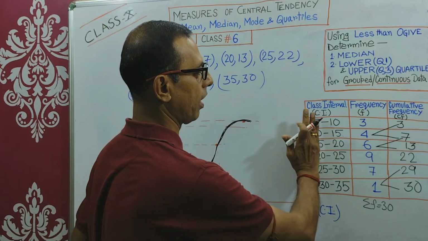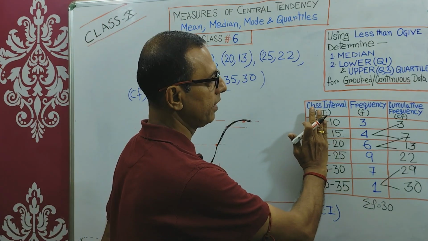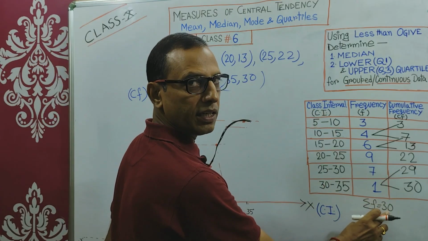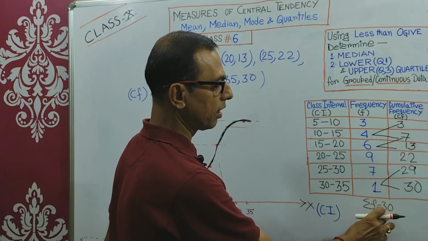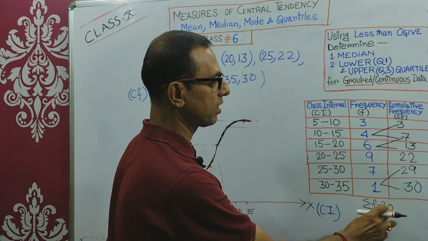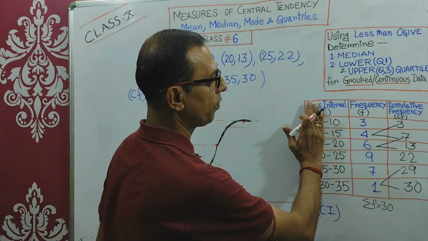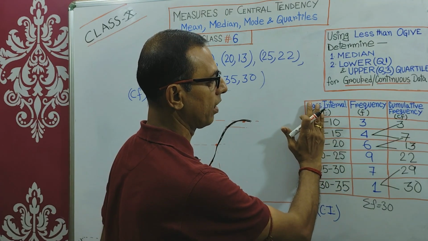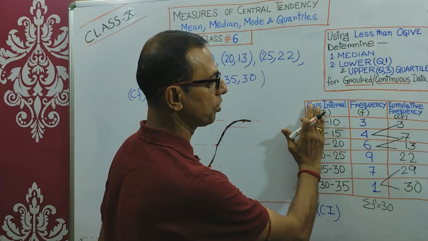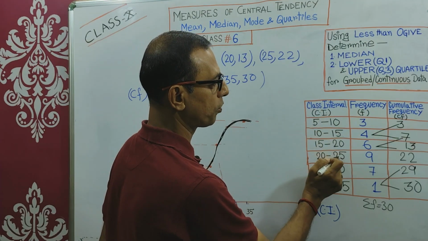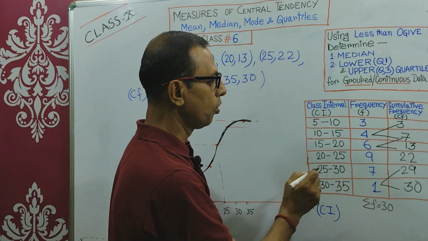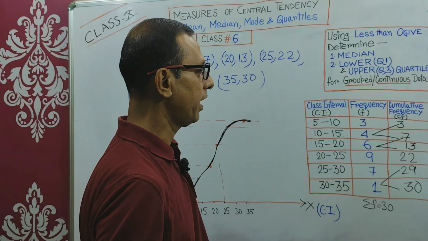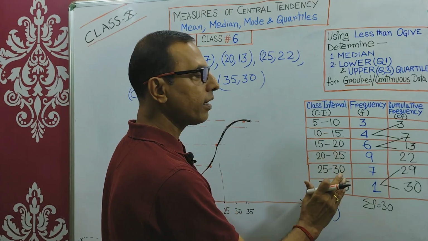Let's say it's not grouped data, it's discontinuous data. So that means there you need to do 30, so n by 2, that is 15th, and n by 2 plus 1, 16th. What are the 15th and 16th positions? If you look into the cumulative frequency column, then the 15th and 16th positions will come under the value 25. So 25 will be the median in that case, right?